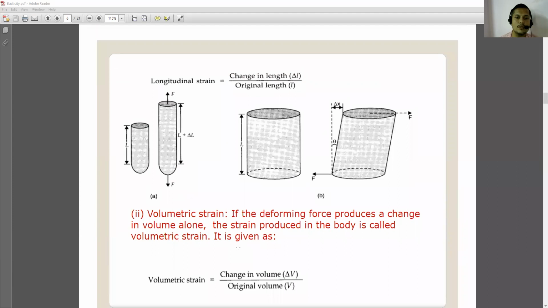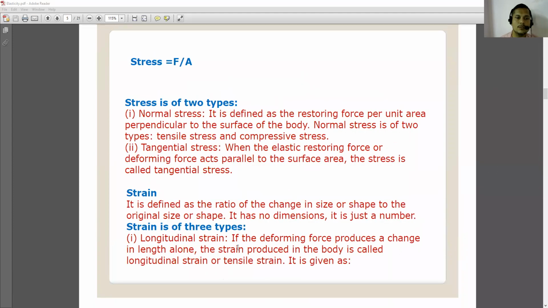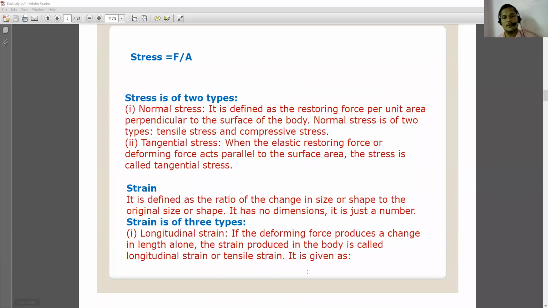Now let us understand these things. Strain is defined as the ratio of change in size or shape to the original size or shape. It has no dimensions, it is just a number. Now first is longitudinal strain.